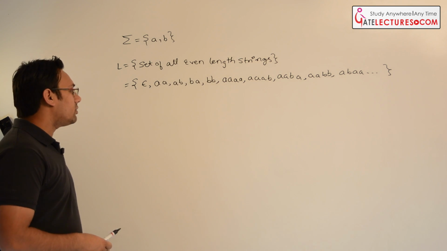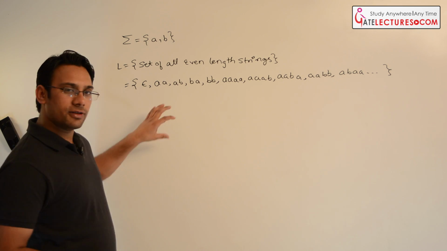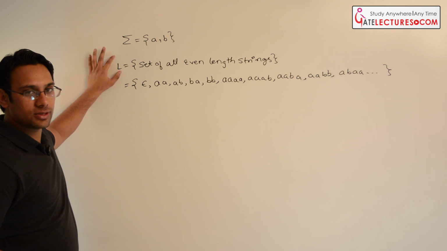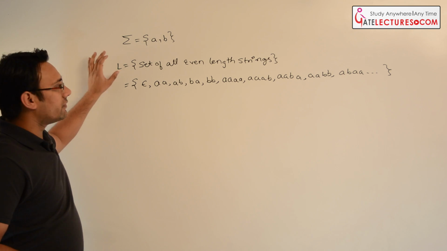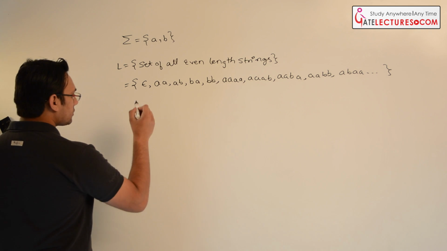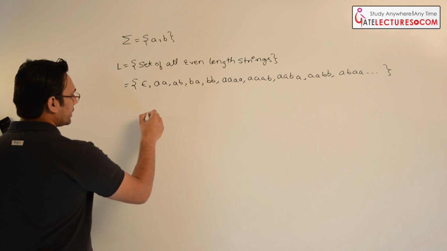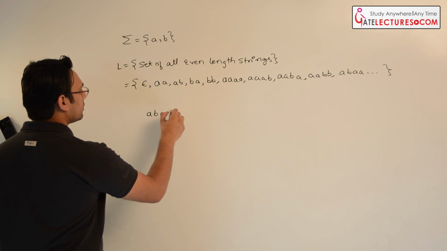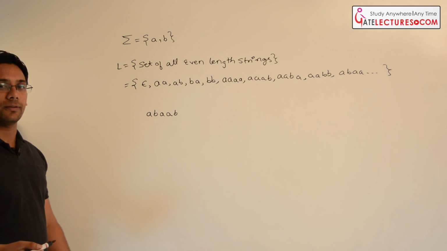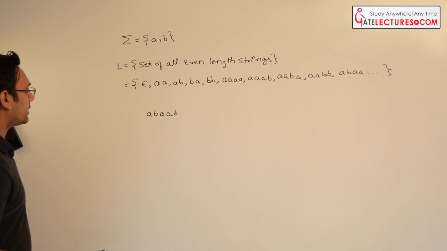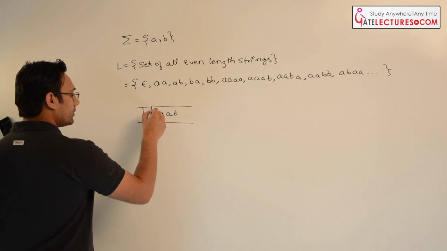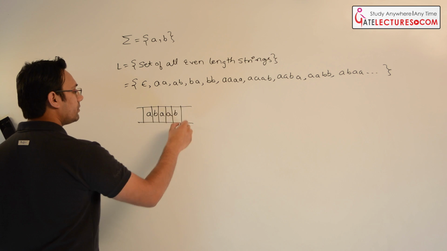Fine. Now let us suppose we give a string to a finite automata, and we draw a finite automata for this specific language, and we want to identify whether the string is present in the language or not. Let us say we give the string A, B, A, A, B. Assume we are giving this string to the finite automata. So what will happen here in case of finite automata? We will load this complete string onto a tape.